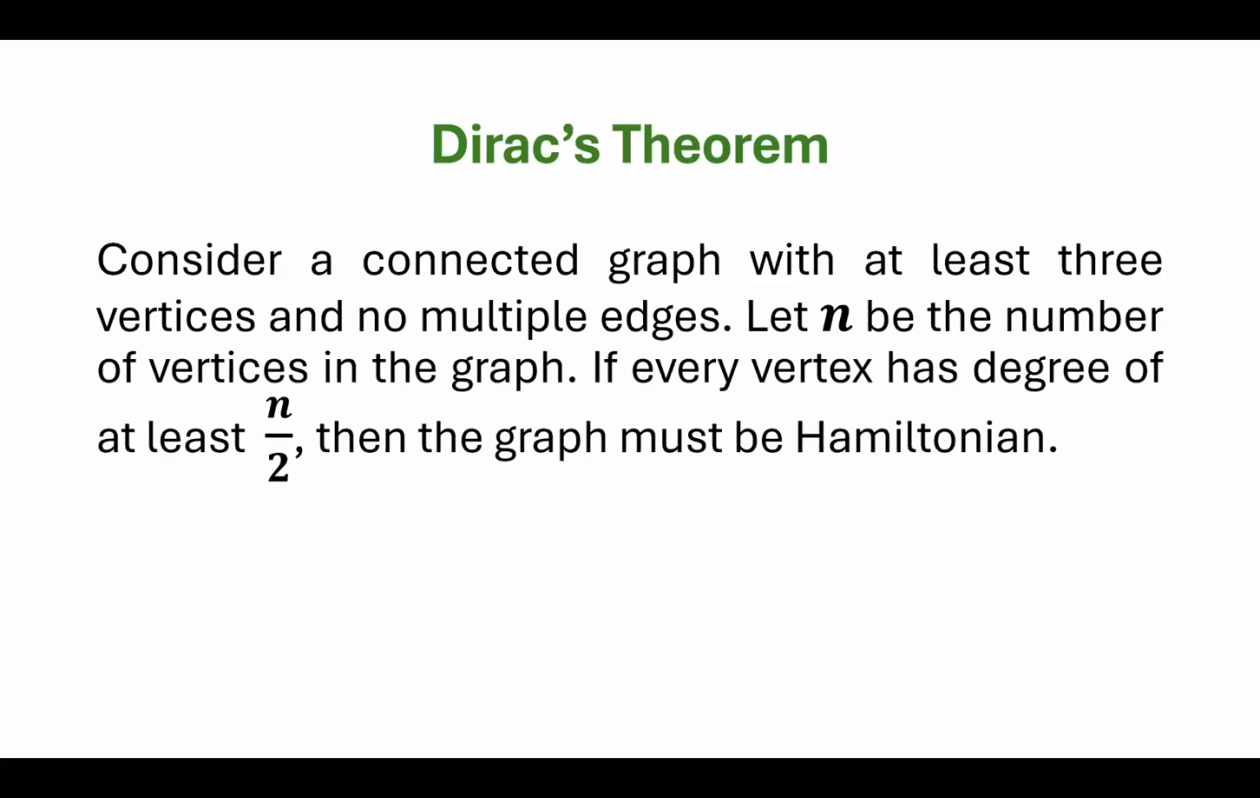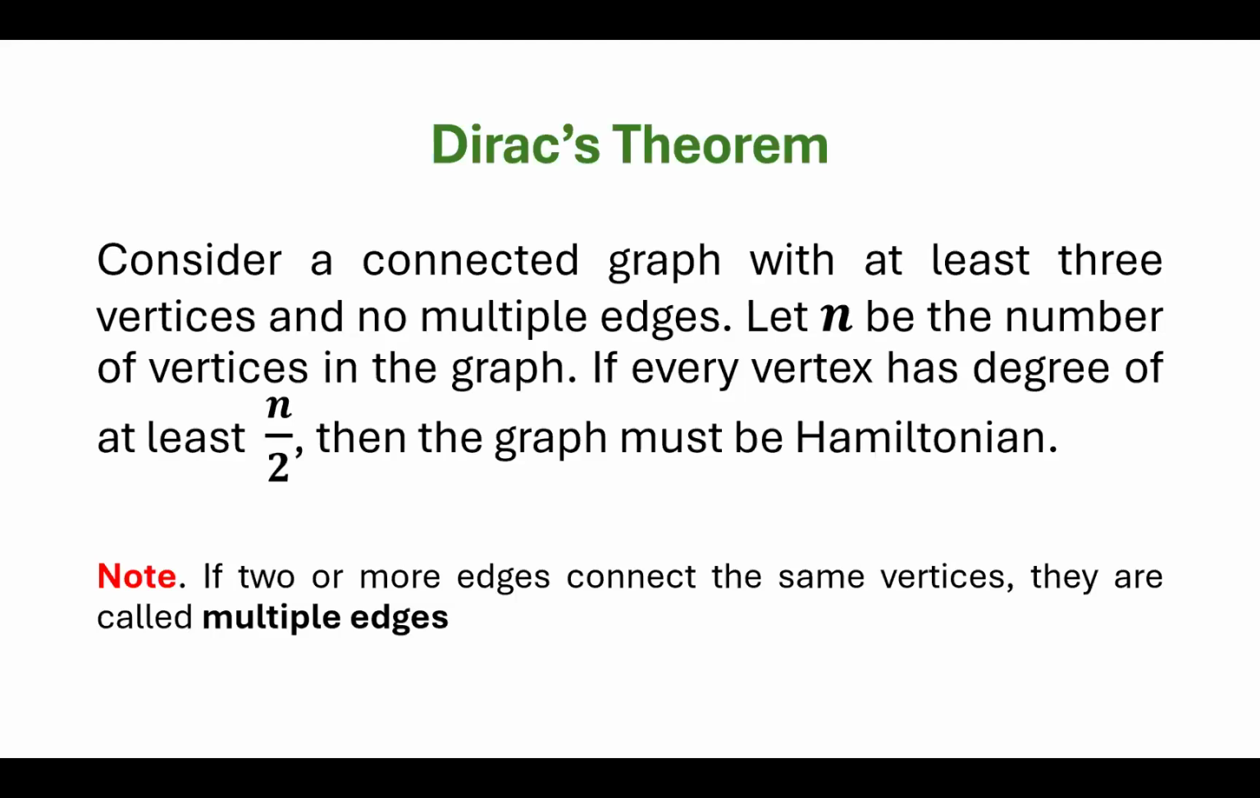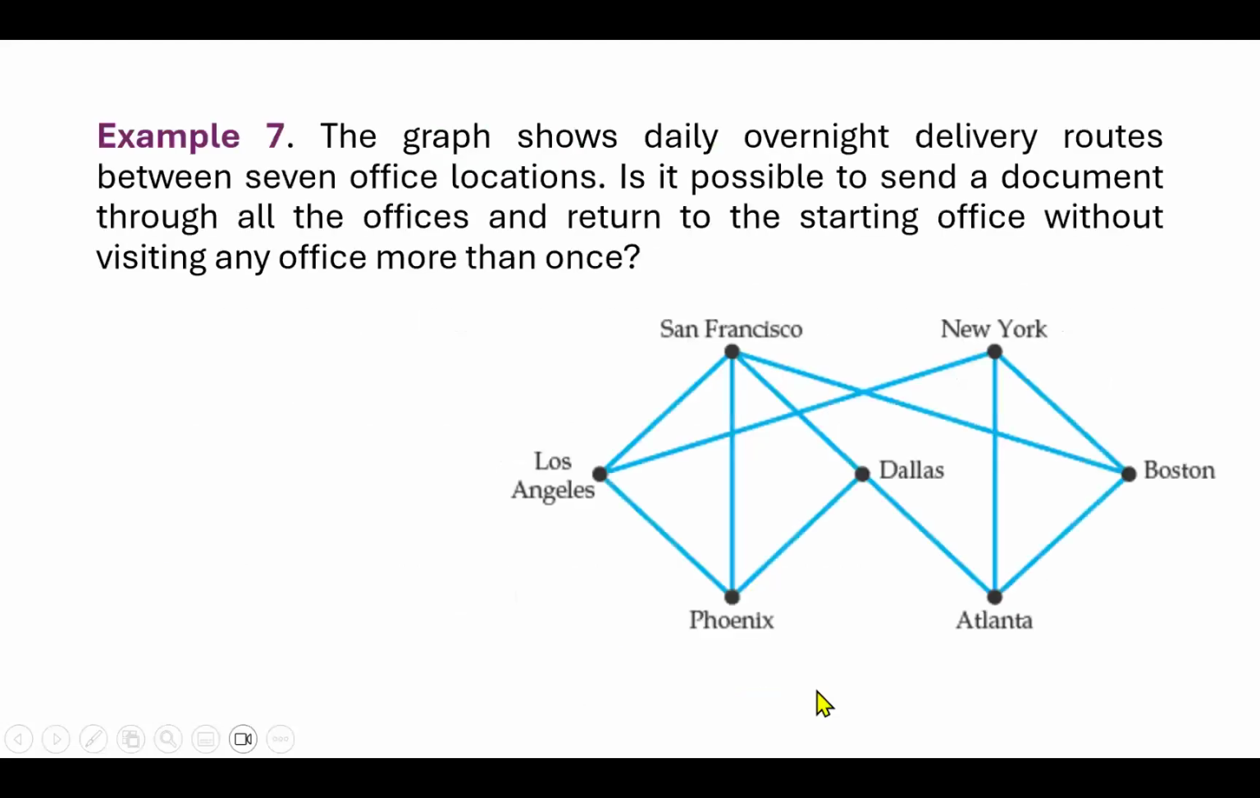It says, consider a connected graph. So you need to have a graph where all of the vertices have at least a connection, so you can reach all of the vertices, with at least three vertices and no multiple edges. Let n be the number of vertices in the graph. If every vertex has degree of at least n divided by 2, then the graph must be Hamiltonian. And then note a multiple edge would be this example. These are multiple edges between A and B, so we don't want those ones.